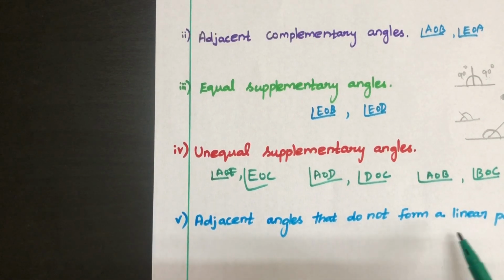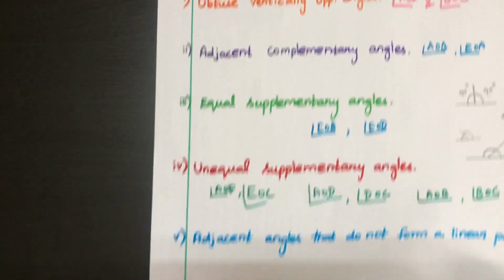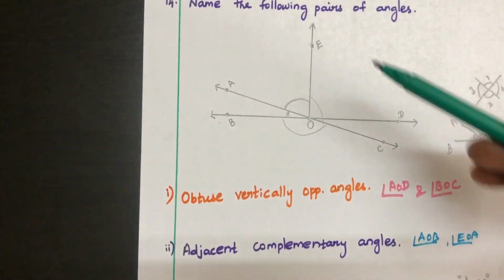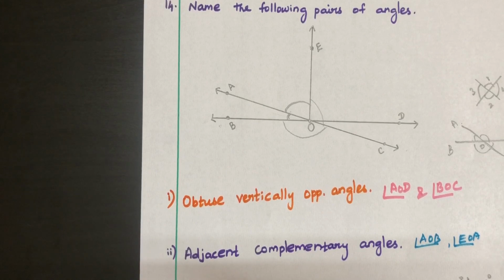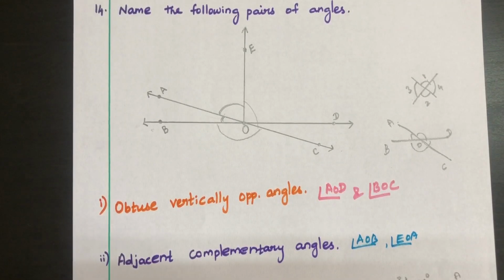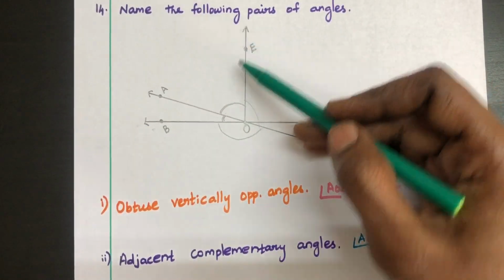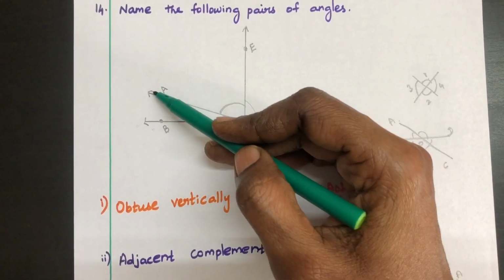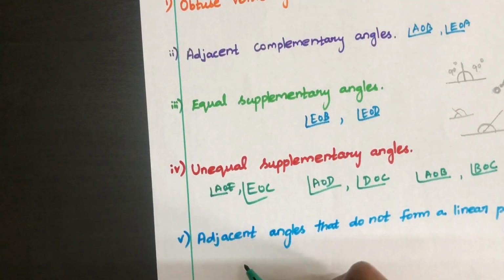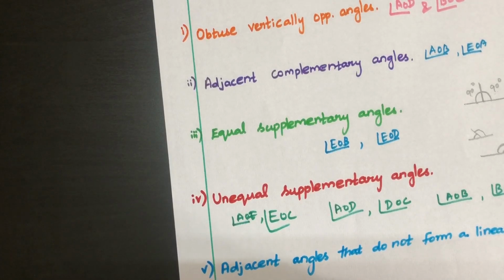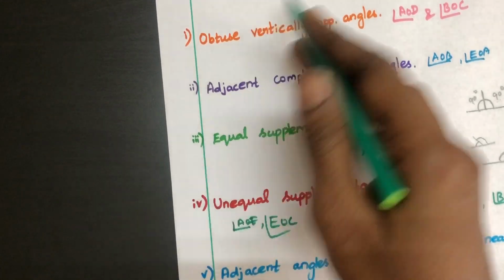Next, adjacent angles that do not form a linear pair. Adjacent means next angles, but do not form a linear pair means it is not in a straight line, not in a full straight line, it is not standing. So that is called adjacent angles. Adjacent angle means next angles. AOB and AOE. Adjacent angles, common vertex, common arm. So angle AOB and AOE. AOE. One linear pair, right?